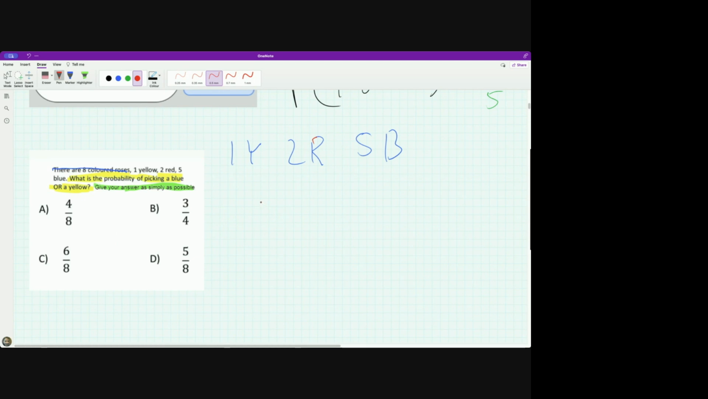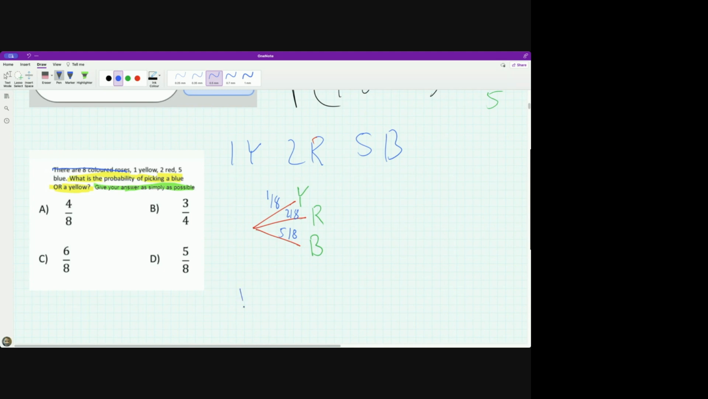What do we think the answer is going to be? Well, let me start by drawing a tree diagram, so yellow, red, blue. What is in total? I have 8. So that branch is 1 out of 8 chance. That branch is 2 out of 8. That branch is 5 out of 8. And the correct way to do a tree diagram is to write the probabilities on the branches, have the outcomes off the branches at the end.